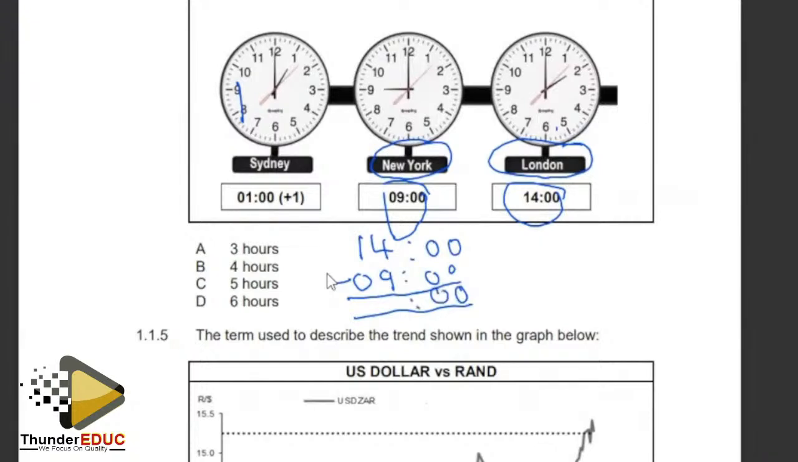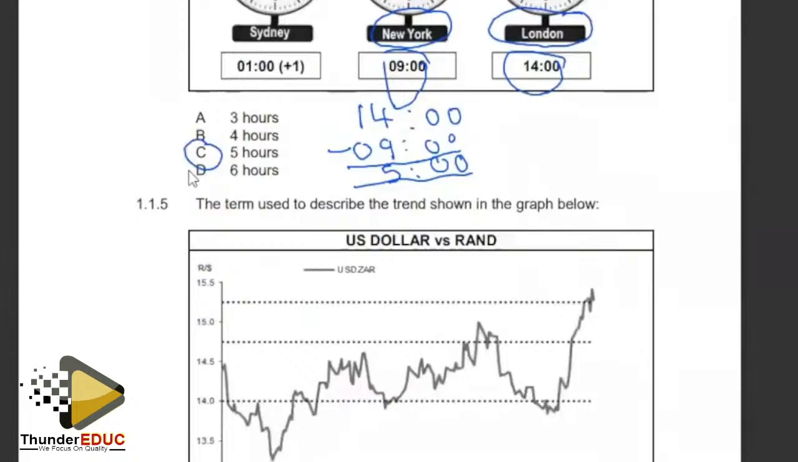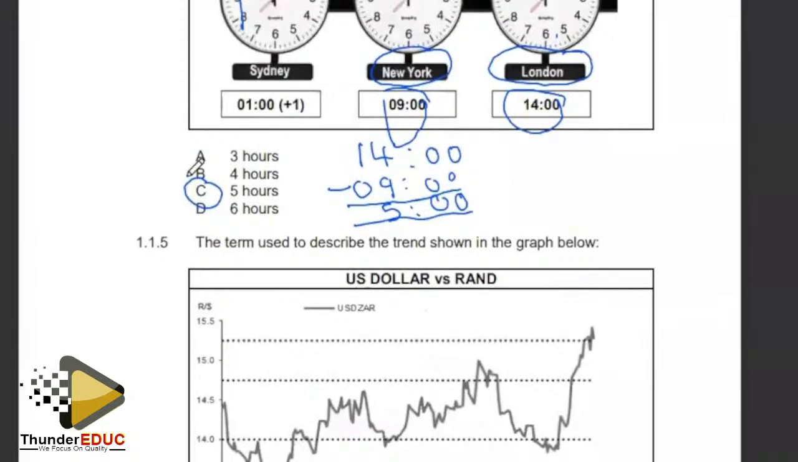Then 14 minus 9, obviously it will give you 5. So let's look at the options which we are given. 5 hours will be our answer, which appears on letter C. So when you're given a sum like this one, you're supposed to subtract the two given times.